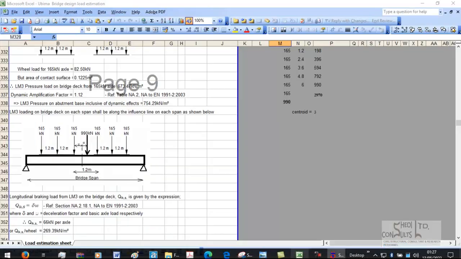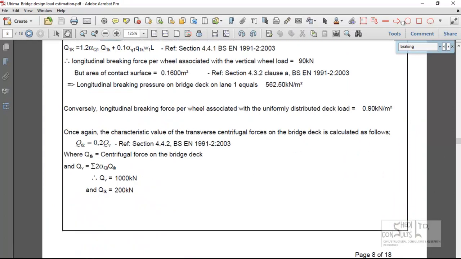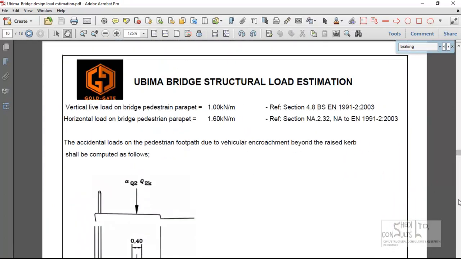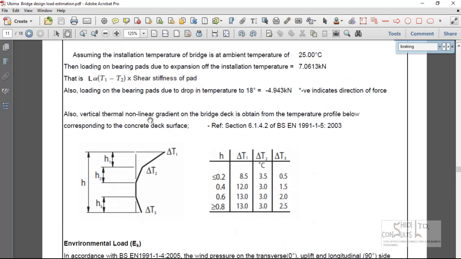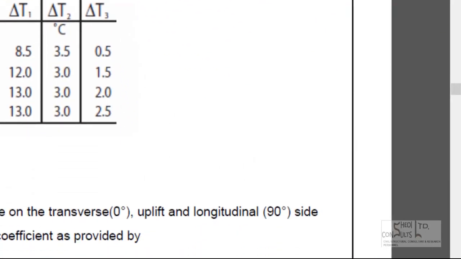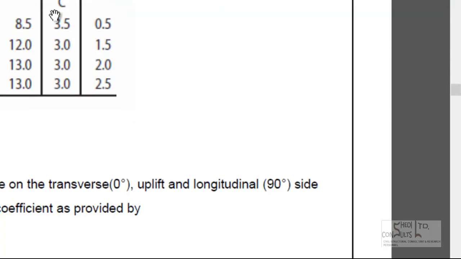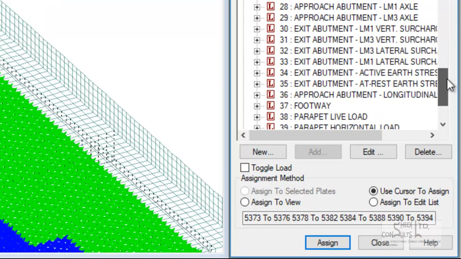So if you look at what we showed you ab initio, on the bridge deck we had the non-linear thermal variation. This is in line with Eurocode 1.5. Eurocode 1.5 gives you the requirement for thermal analysis of bridges. So you can see the temperature variation based on the thickness of your bridge deck. Okay, so this is what you use in deriving the thermal loads.